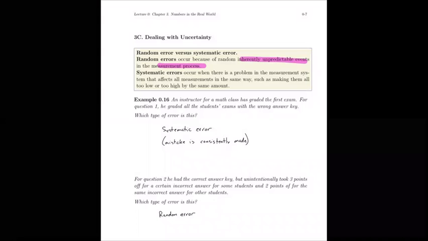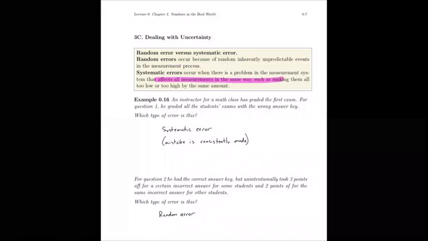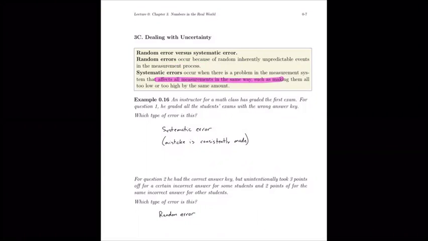And then systematic errors occur when there's a problem in the measurement system that affects all measurements in the same way. In other words, a systematic error is a consistent error. The device is off and it keeps giving the same incorrect reading for the same reason. So an example does a good job of illustrating the difference.